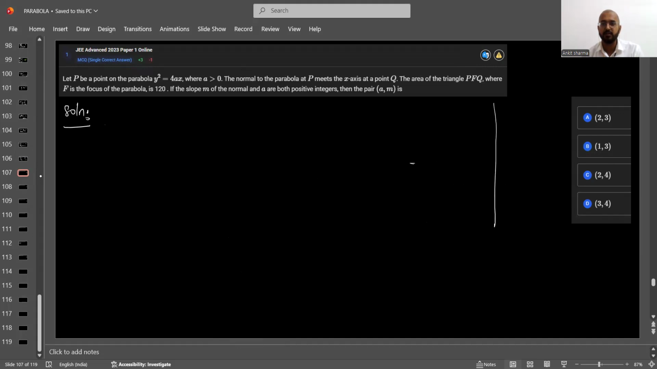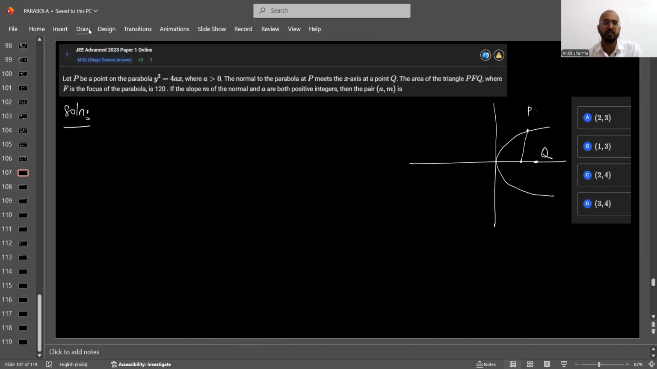So let's go ahead. That means you have a parabola y squared equals 4ax like this, and P is a point on this. Say here this is my point P, and they're now saying the normal to the parabola at P meets the x-axis at point Q. So the normal to this parabola meets the x-axis at point Q, and the area of the triangle PFQ. So F is going to be the focus here.